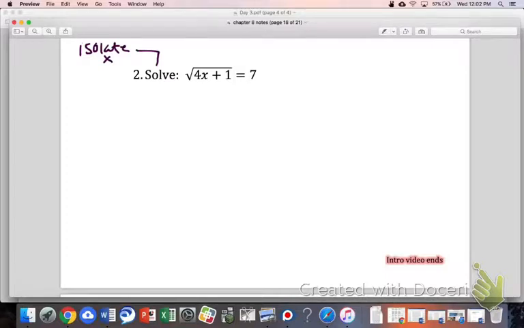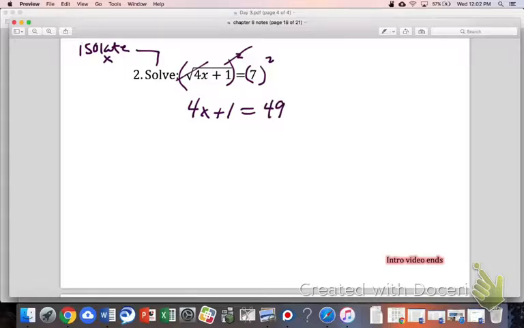And so what I can do is get rid of the radical by squaring both sides. I'm going to square the entire left side and square the entire right side to keep this balanced. As you probably are guessing, the radical and the squared will cancel each other out, leaving us with 4x plus 1 is equal to 7 squared, which is 49.